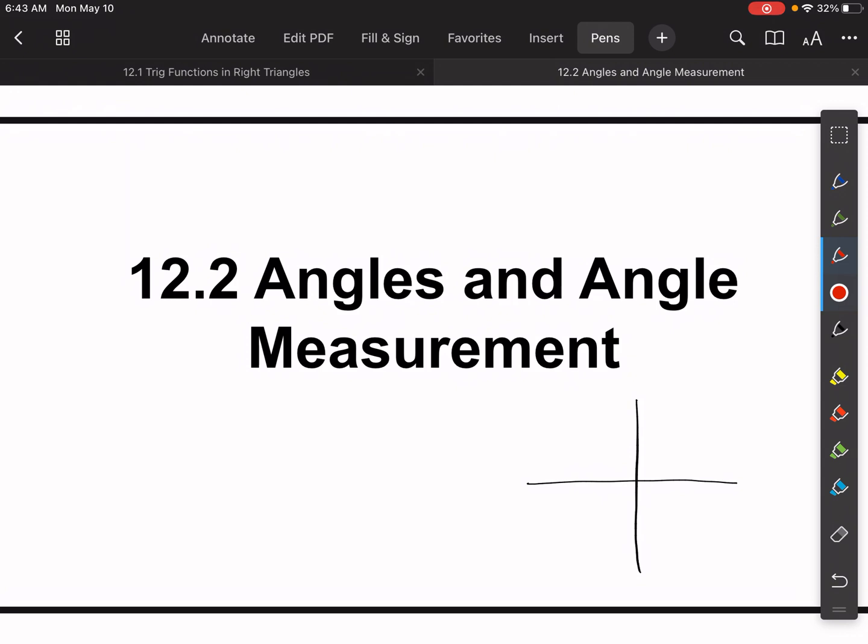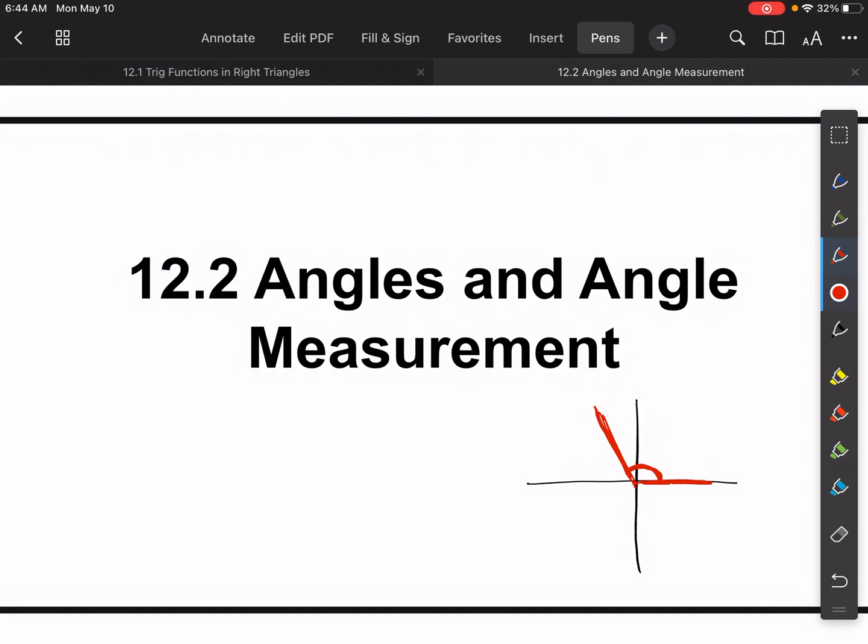The system involves basically starting the angle right here on the x-axis. Say I want an angle of, let's just start with 110 degrees. So we've started the angle here, and we would put in another ray at 110 degrees. This angle right here would be 110 degrees.